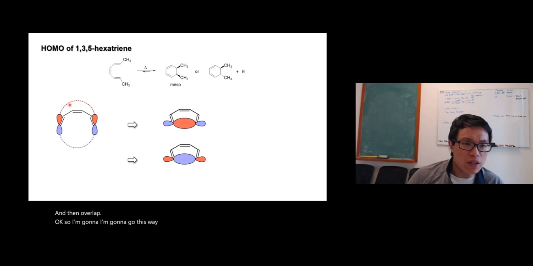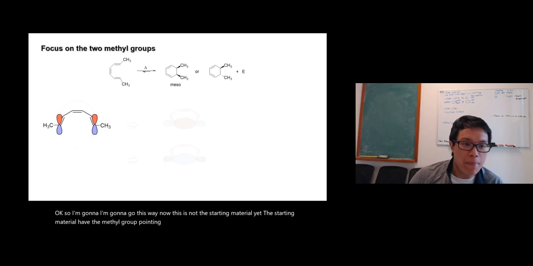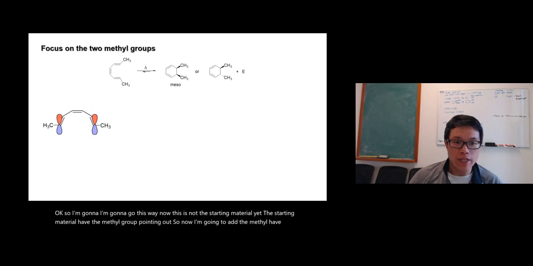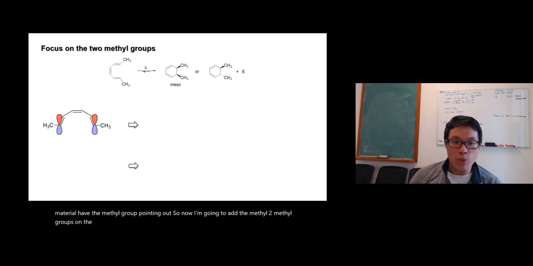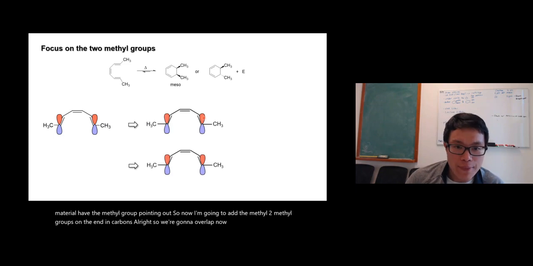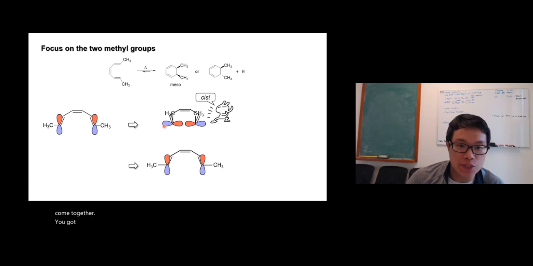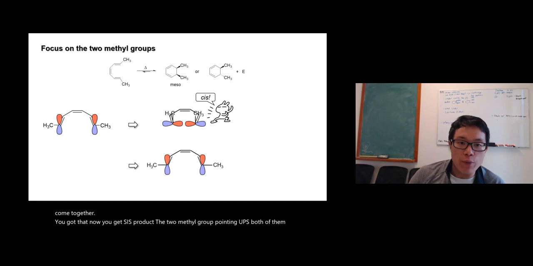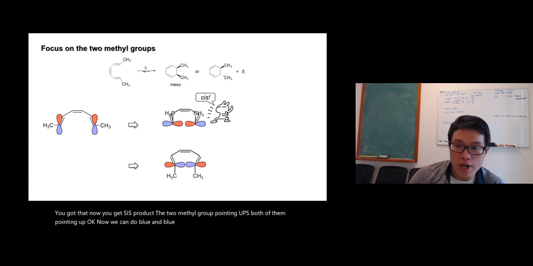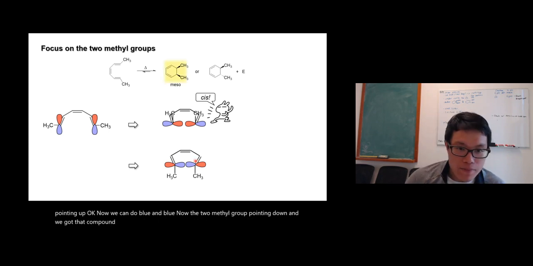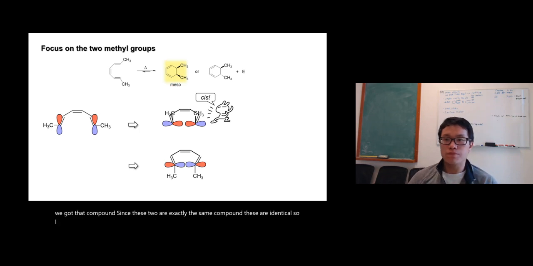Now this is not the starting material yet. The starting material has the methyl groups pointing out. So now I'm going to add the methyl. Okay, 2 methyl groups on the end carbons. All right. So we're going to overlap now. So the red and red have to come together. You get that? Now you get the cis product. The 2 methyl groups pointing up, both of them pointing up. Okay. Now we can do blue and blue. Now the 2 methyl groups are pointing down, and we get the cis compound. These 2 are exactly the same compound. Okay, these are identical, so I call them a meso compound.